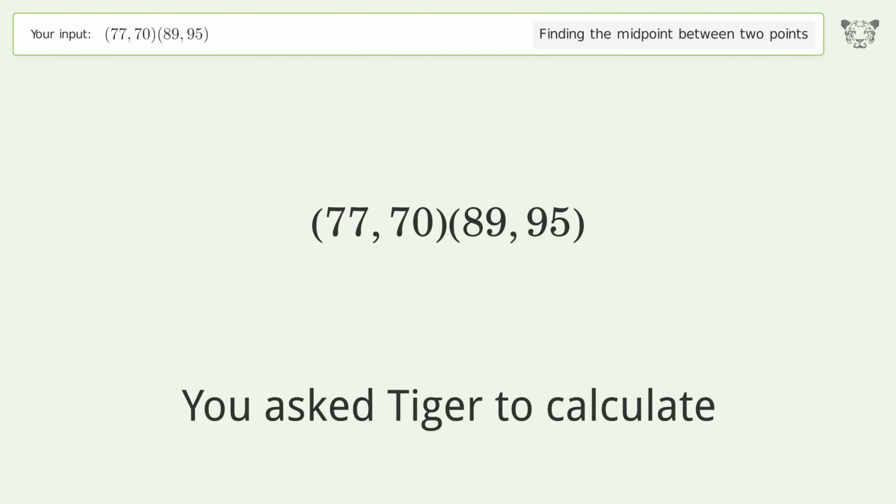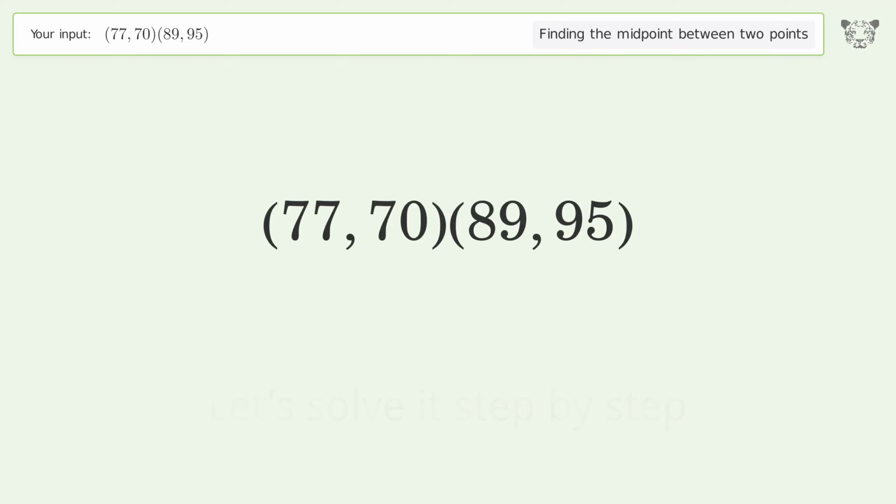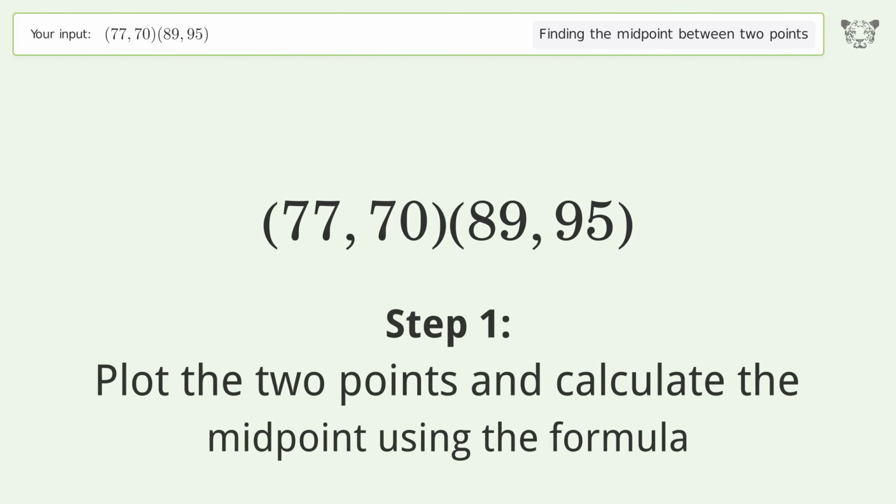You ask Tiger to calculate. This deals with finding the midpoint between 2 points. The midpoint between the 2 points is 83, 82.5. Let's solve it step by step. Plot the 2 points and calculate the midpoint using the formula.